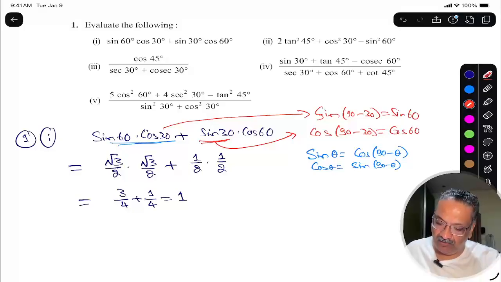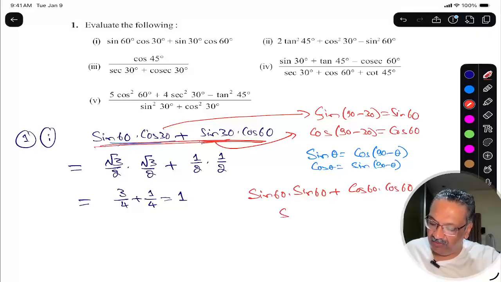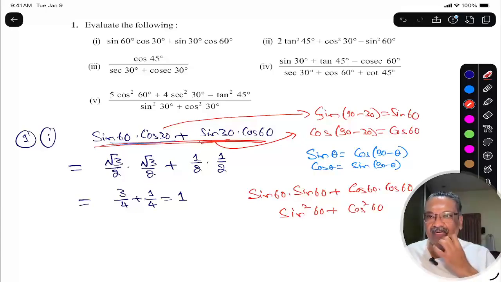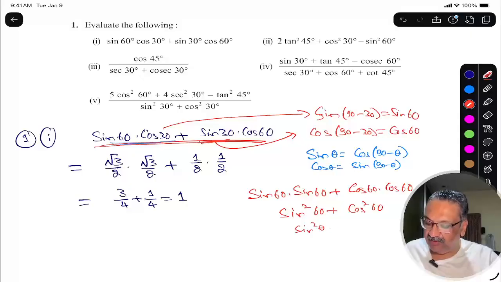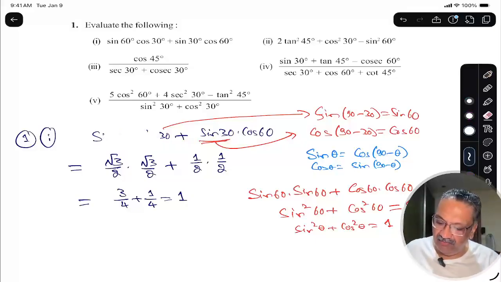Okay, so this whole evaluation can be written as sin 60 into, instead of cos 30, I will write sin 60, plus sin 30 is nothing but cos 60 into cos 60. So this is nothing but sin square 60 plus cos square 60. We know the identity, sin square theta plus cos square theta is equal to 1. Therefore this answer is also equal to 1. Okay, this is another method of solving this.